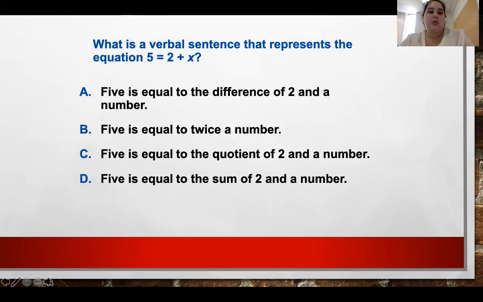Our next U-try is: what is a verbal sentence that represents the equation 5 equals 2 plus x? So go ahead and pause the video and try it on your own, then come back and see if you got the correct answer.